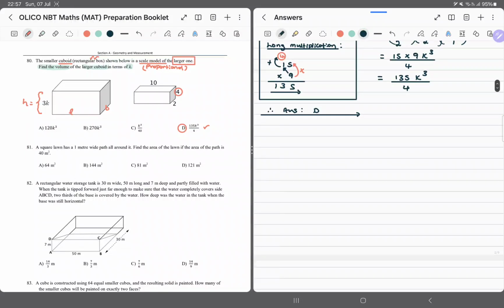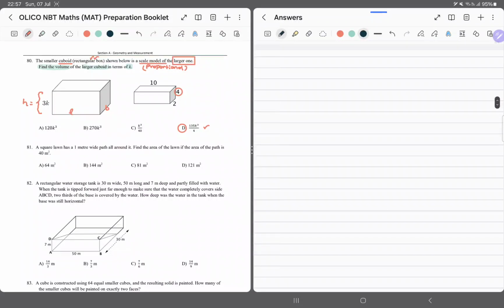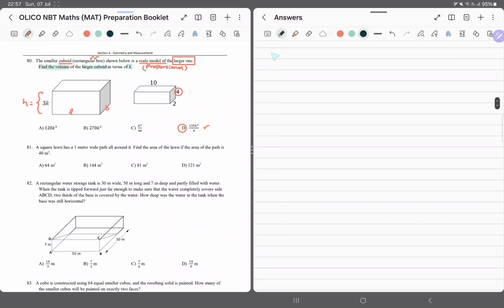All right, so we've got another question here. Perhaps let's just write it in the next page. 81. So 81 says, a square lawn, so this is a square lawn, has a 1 meter wide path all around it. Okay? Now we need to find the area of the lawn.